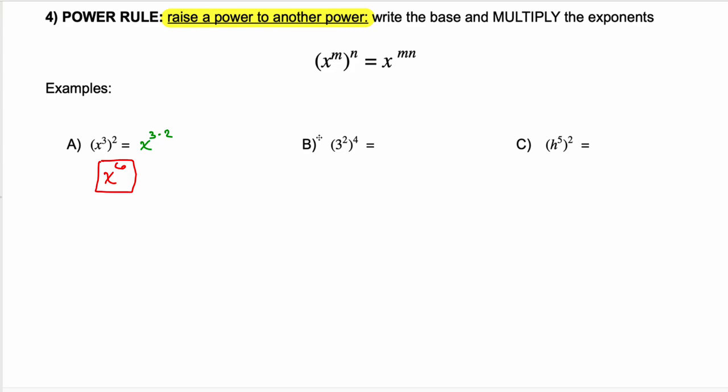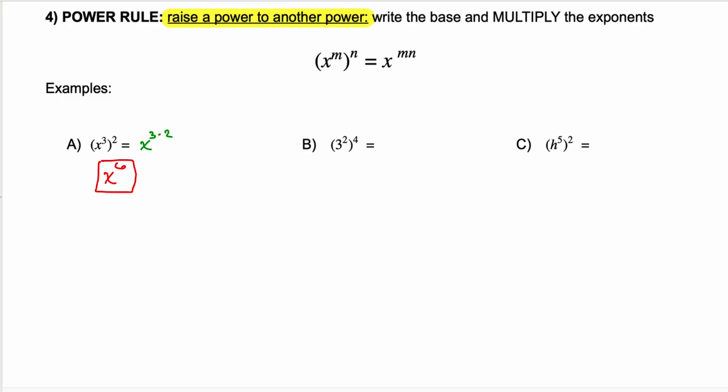On our next problem, we have parentheses raised to an exponent. So we have 3 squared raised to the power of 4. Inside the parentheses, we have an exponent, and outside the parentheses, we have an exponent. This is the power rule. We have a power raised to another power.